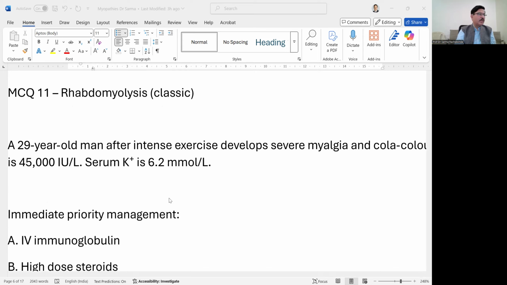The management options are IV immunoglobulin, high dose steroids, aggressive IV fluids, start pyridoxine. Which one is important out of all? Aggressive IV fluids and treat hyperkalemia. Not high dose steroids. This is rhabdomyolysis. Answer is C.